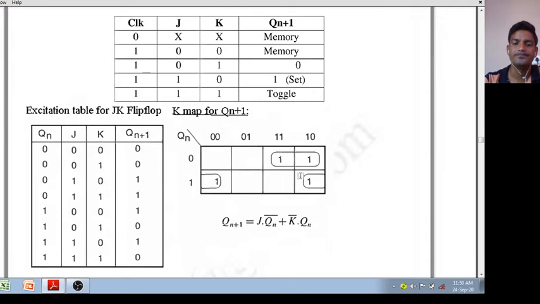There are 2 pairs. This is Qn, this is jk. Here is j and k. So there will be 2 possible pairs: j Qn bar plus k bar Qn. So what is the characteristic equation of JK flip flop? This is j Qn bar plus k bar Qn. Okay, this is your JK flip flop. You have to remember, JK is nothing but SR. In the last case, when j equal to 1 and k equal to 1, we will get toggle condition instead of invalid condition as in the case of SR flip flop.